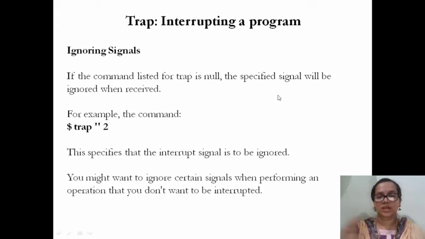The next action we are looking into is ignoring signals. If the command listed for trap is null, then the specified signal will be ignored when received. Whenever some commands come and you want to ignore them, you can go for it. See here, the trap is given with null and 2. This specifies that the interrupt signal is to be ignored. You might want to ignore certain signals when performing an operation that you don't want any interrupt to disturb. In that scenario, you can use this command.